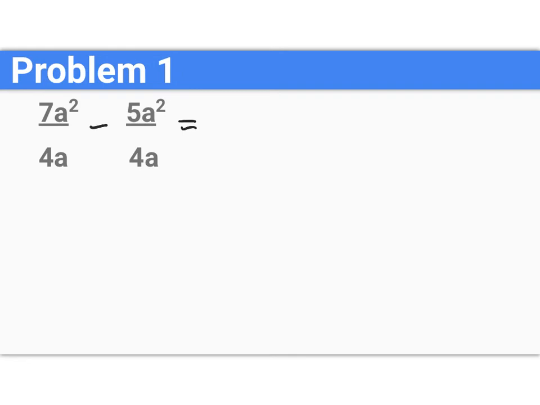Okay, so let's look at this problem. We got 7a squared minus 5a squared. So that's easy enough. It's just 2a squared all over 4a. Now let's go ahead and cancel. a squared cancels out, 2 over 4. That leaves you with a over 2.